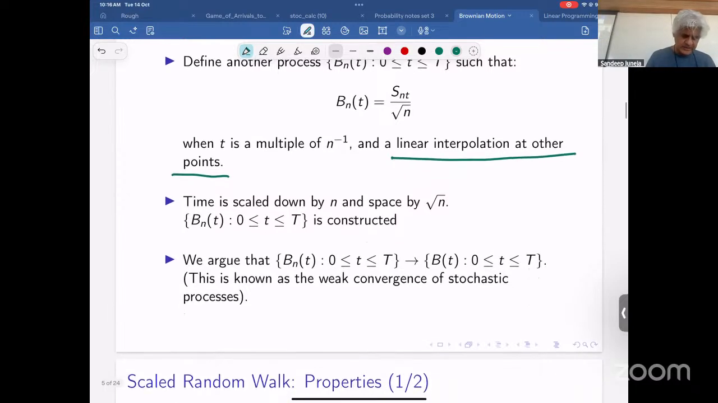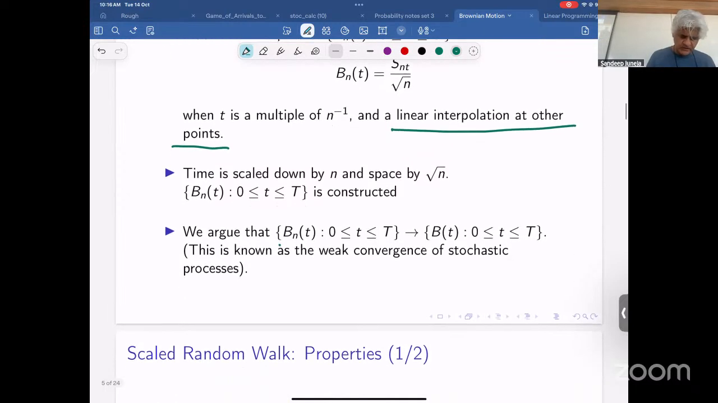Okay, so we constructed this, and then we argued that this process that we now have, for each n, this sequence of processes is converging to the Brownian motion object that we discussed. That turns out to be true, right? And this is known as weak convergence of stochastic processes. If you are interested in probability, it motivates why you should study weak convergence of stochastic processes.